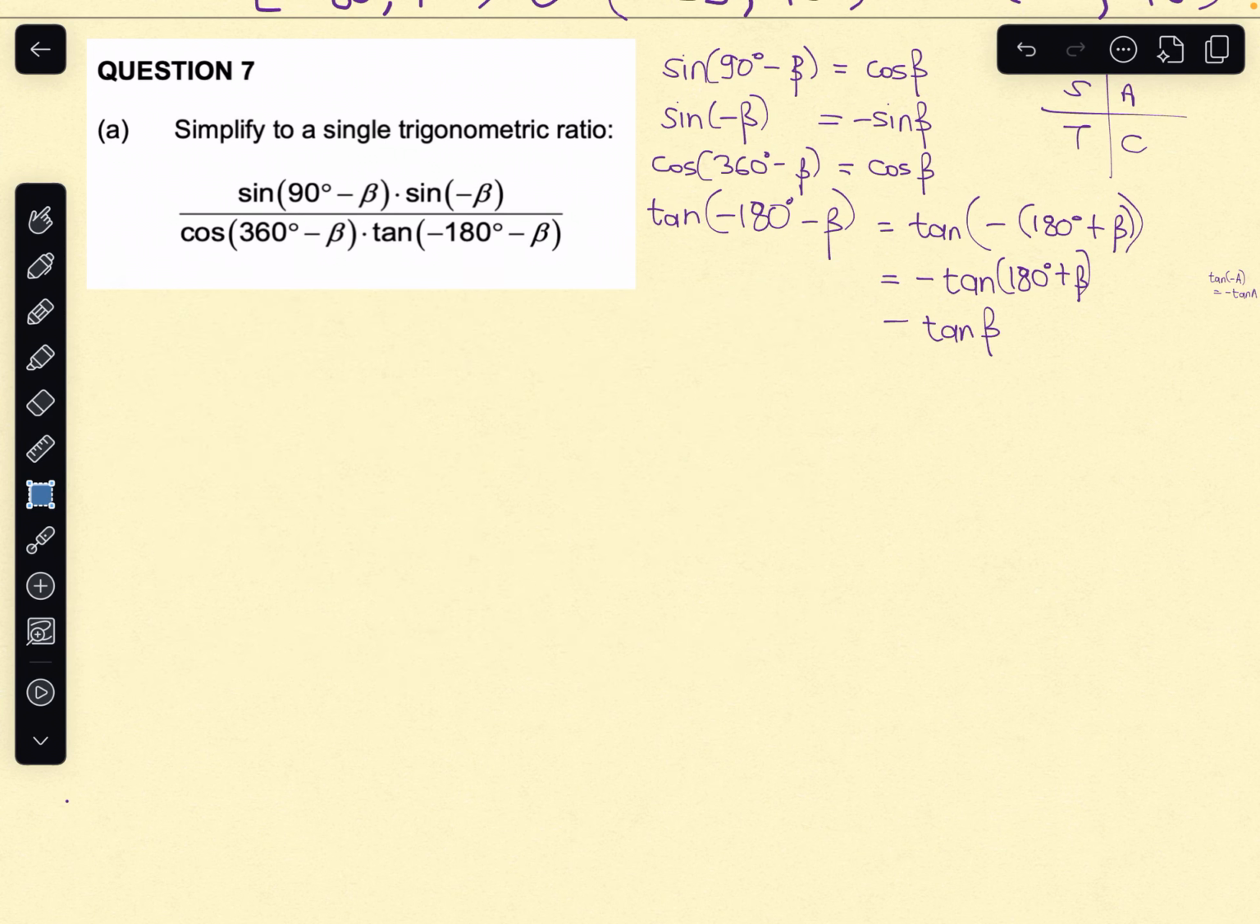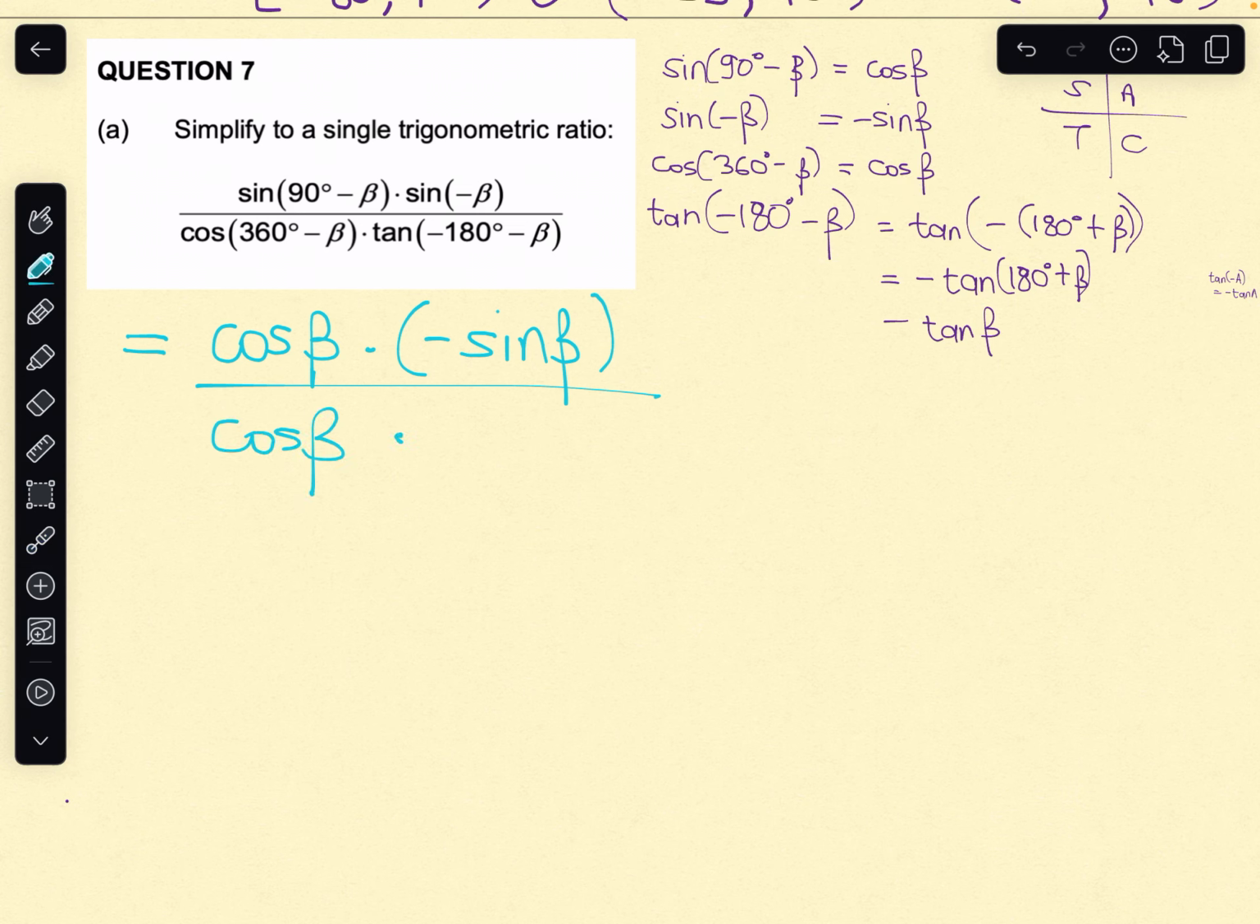Anyway, so we now have the first one is the same as cos beta. The second one is the same as negative sine beta. I'm just reading these from here, by the way. And then this one is cos beta. And finally, we have negative tan beta.